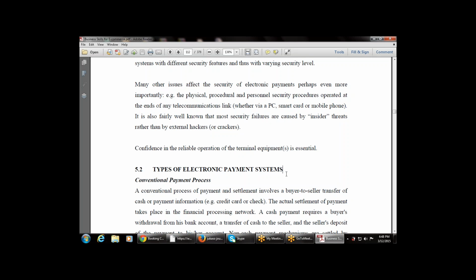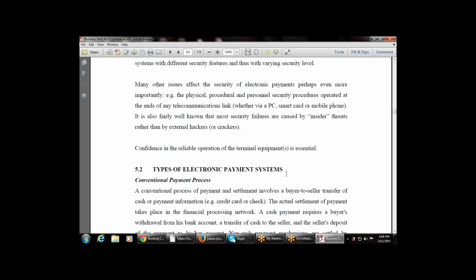A conventional process of payment and settlement involves a buyer to seller transfer of cash or payment information. That is, a buyer transfers payment to the seller, or payment information, for example, credit card or check. The actual settlement of payment takes place in the financial processing network.